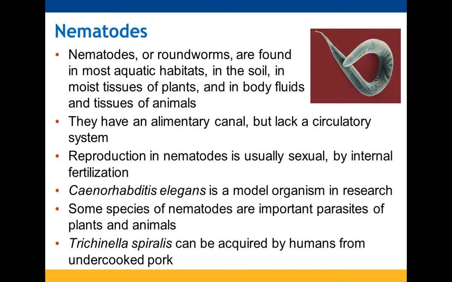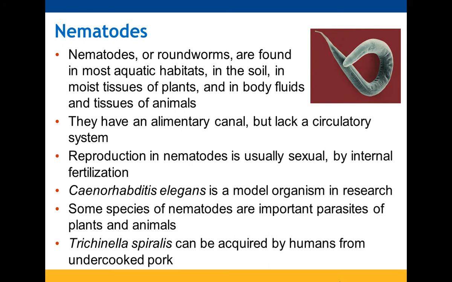Nematodes, roundworms, found all over the place. They have an alimentary canal but do not have a circulatory system. Their reproduction is typically sexual. They are able to fertilize internally. I looked up how to say that word and now I don't remember it. We always call it C. elegans. Sorry about that. It is used a lot in research.